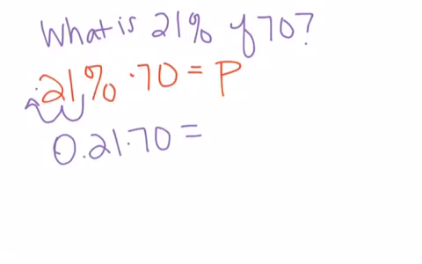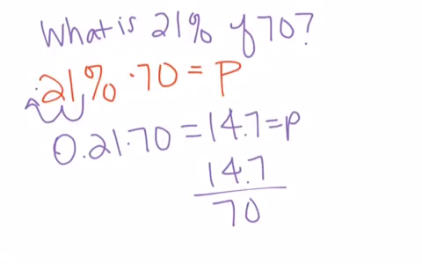So this one will be a decimal. This one is 14.7. This is your percentage. So if you did 14.7 over 70 to check it, that would give you 0.21, which would then give you 21%. Okay? So that's basically the percent formula.